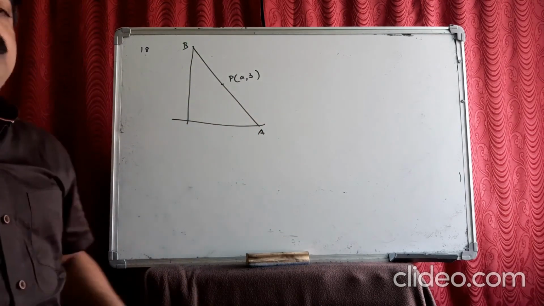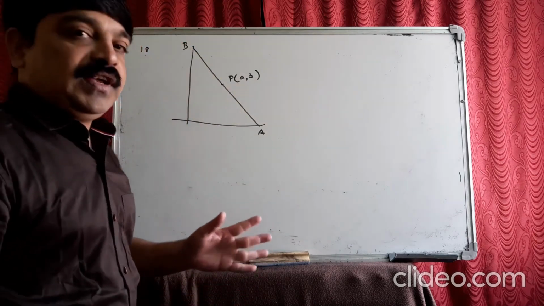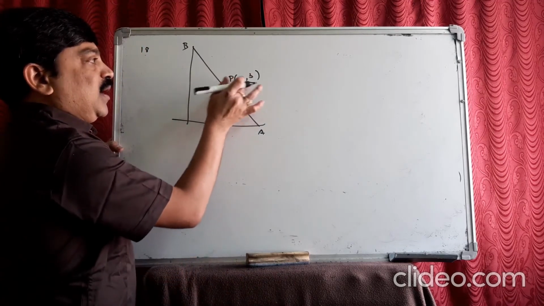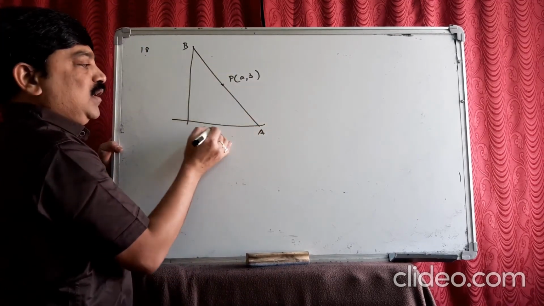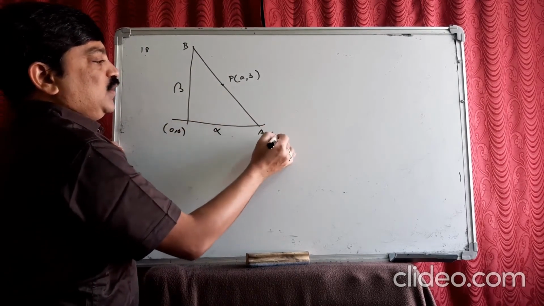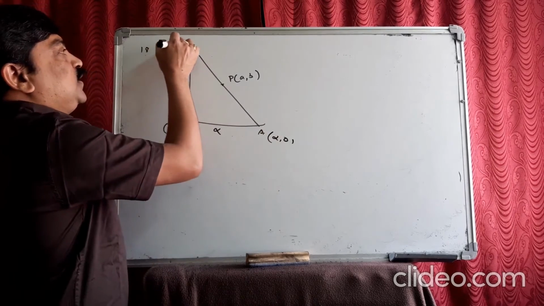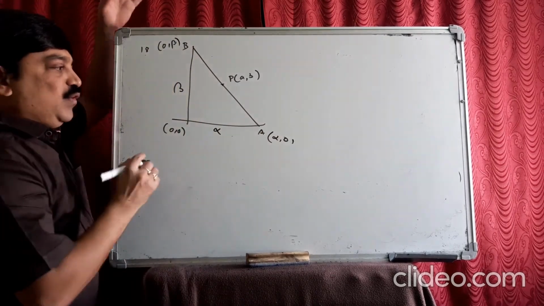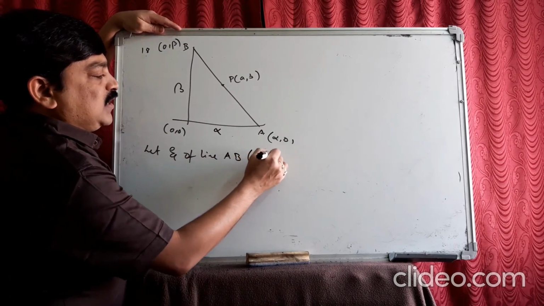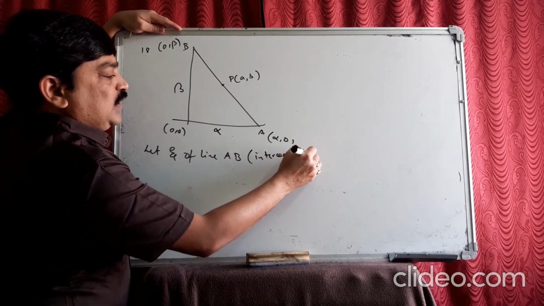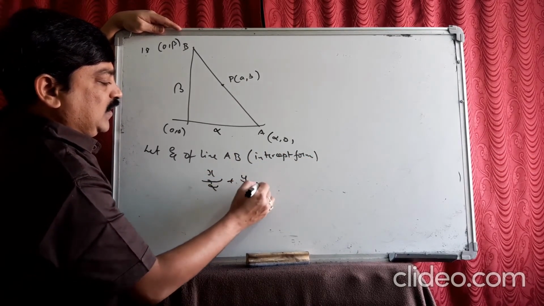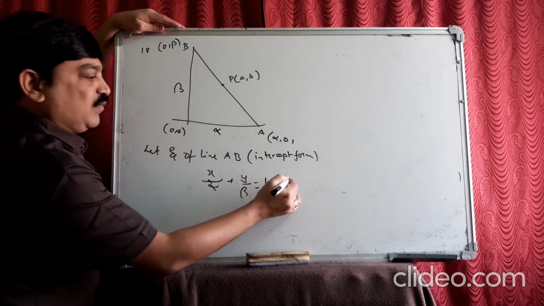Usually when you have a line like this, we take x/a + y/b = 1. But here you should not take it like that, because (a, b) is already given as the midpoint of AB. So we take alpha and beta. This is the origin, so the points are (alpha, 0) and (0, beta). First of all, the equation of line AB, the intercept form, is x/alpha + y/beta = 1.